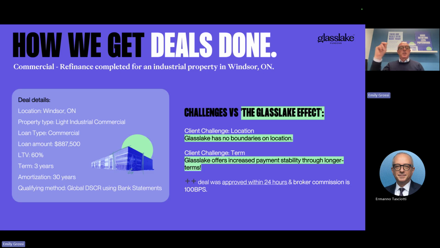But if you're looking at the checklist for this property, you'd start off that it's a refinance. Now it doesn't say whether it's owner occupied, or business for self, or an investment property. I apologize. I believe this one would have been owner occupied by the fact that we use bank statements. So you'd say, look, I'm looking at a refinance of an owner occupied property in Windsor, Ontario. It's a commercial property. We're looking for $887,000, 60% loan to value.